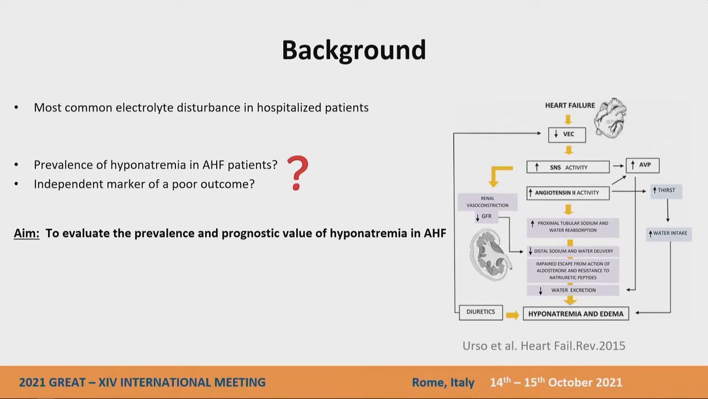It is well known that acute heart failure is associated with multi-organ dysfunction that often leads to electrolyte disturbances. And the most common electrolyte disturbance found in hospitalized patients is hyponatremia. According to previously published studies, hyponatremia has been shown to be associated with poor clinical outcomes in patients with acute heart failure. However, the value of hyponatremia as a marker of adverse outcome, independently of other predictors and patient characteristics, and the prevalence of hyponatremia in patients with acute heart failure is still largely unknown.